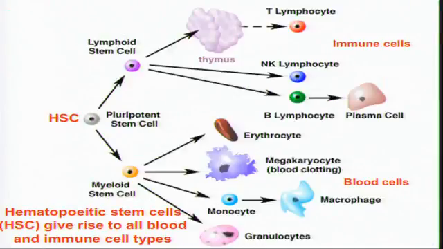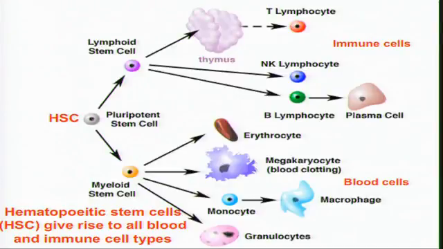Those kinds of assays led to the definition of the hematopoietic stem cell. Here it is. It's a pluripotent stem cell that gives rise to all of these different kinds of cells, the immune cells and all of the blood cells. It's a very, very powerful stem cell.